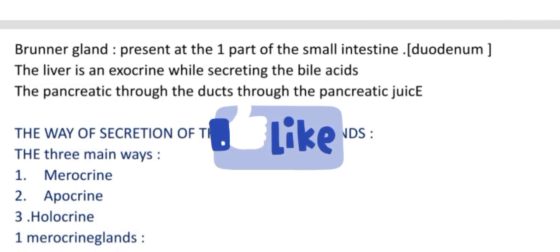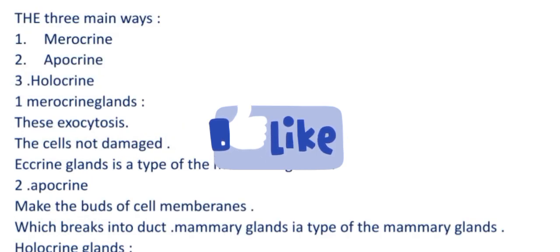Okay, and the liver is an exocrine gland while secreting bile acids, whereas the pancreas is also an exocrine gland while it secretes the pancreatic juice through the ducts. Remember, through the ducts, because I have already told you about the endocrine part, that is the beta cells of the islets of Langerhans, which release insulin, which is useful for the treatment of hyperglycemia.